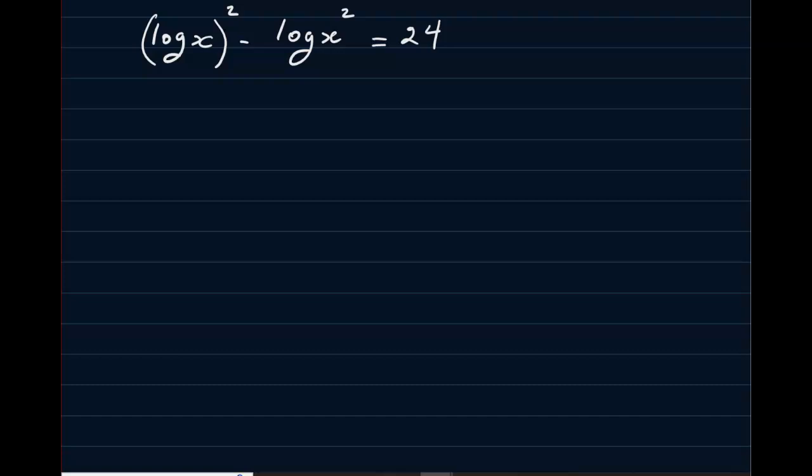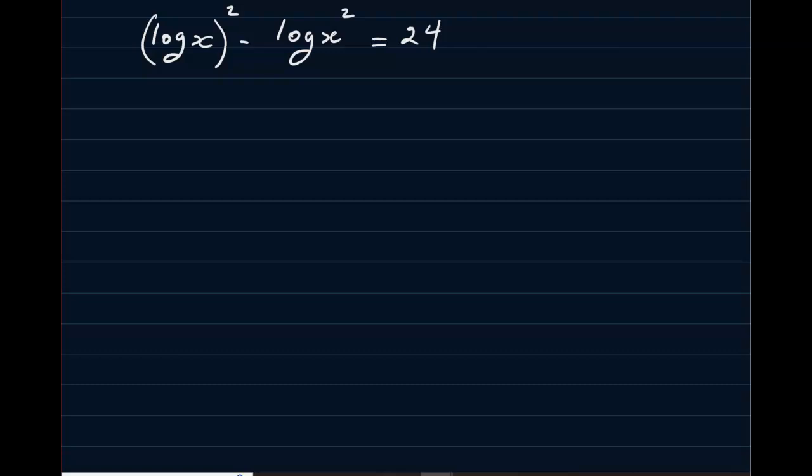All right, so let's solve this logarithmic equation, and it is in the form of a quadratic logarithmic equation, but fear not, it's just a pattern we have to recognize and then solve. So the first thing is to recognize that this is (log x)^2 minus log x^2 equal to 24.